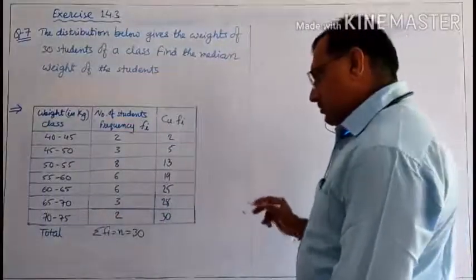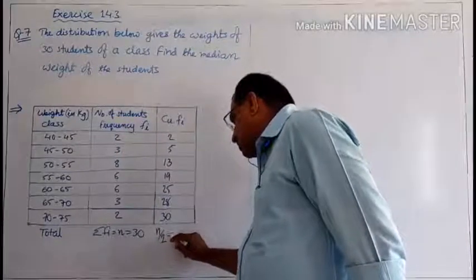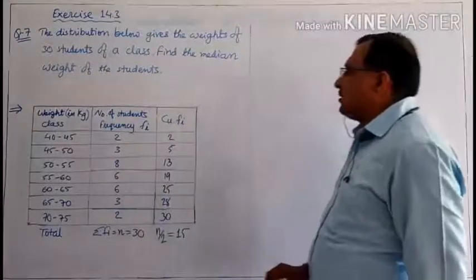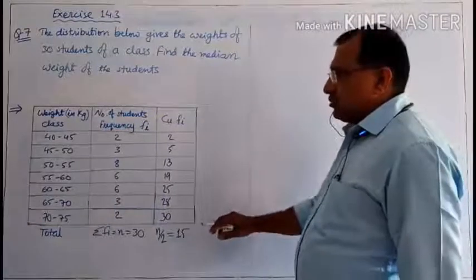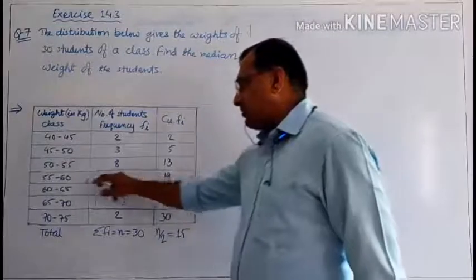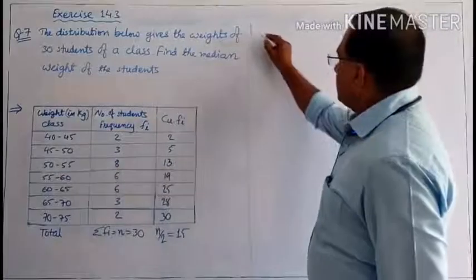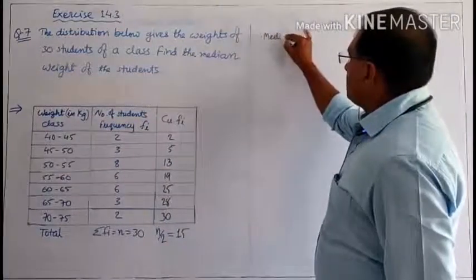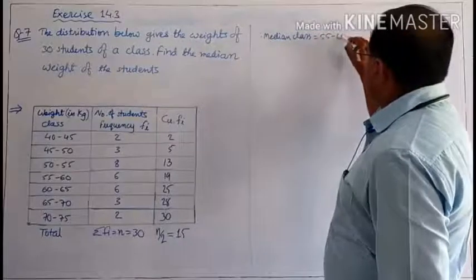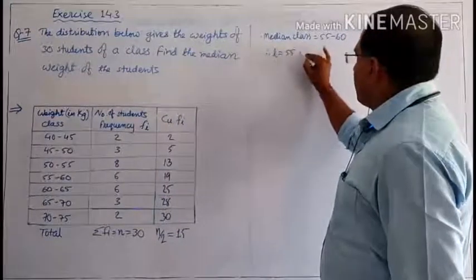So now, what is the total? N is equal to 30 and therefore n by 2 is 15. As 15 is n by 2, the 15th observation falls in this group, since the 14th to 19th observations fall in it. That is 55 to 60, and therefore the median class is 55 to 60, and the lower limit is 55.